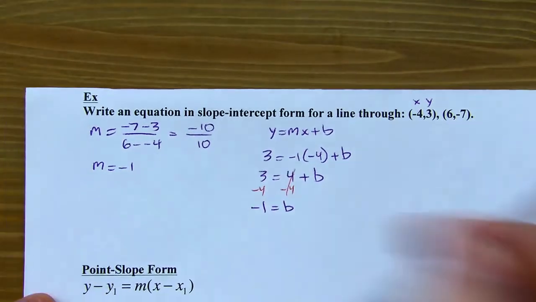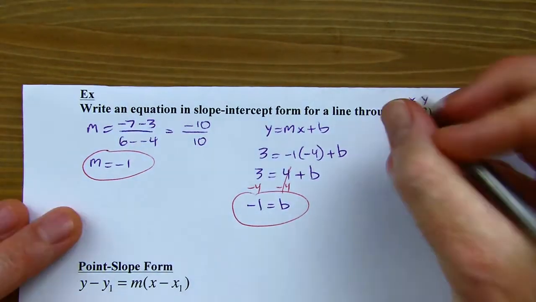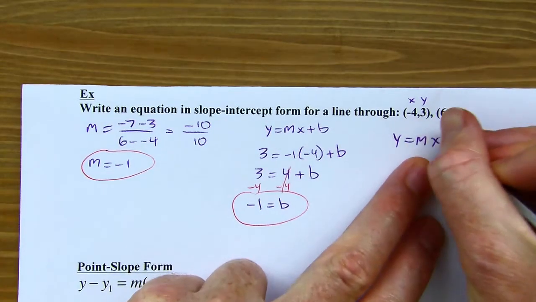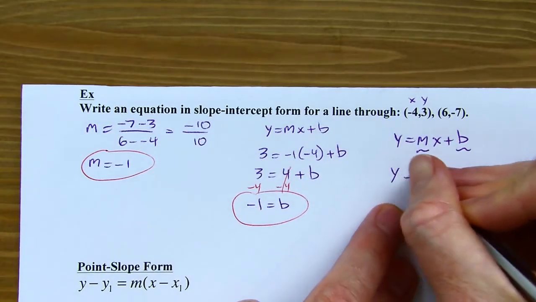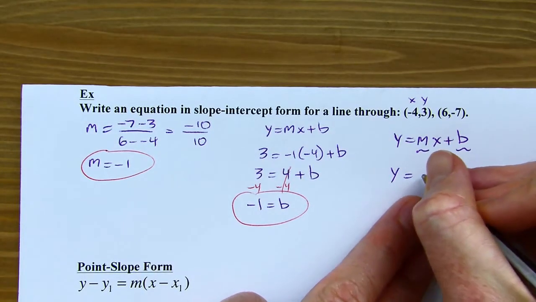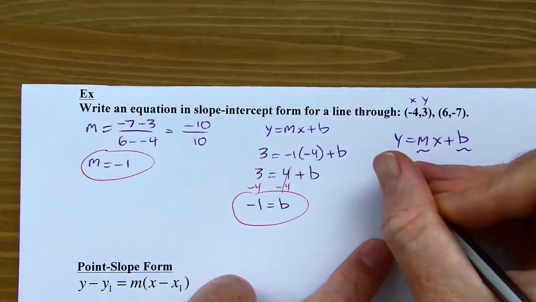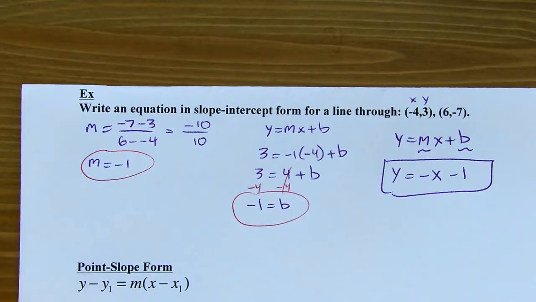Okay, and now I've got the two important pieces of information, and I can write my equation in slope-intercept form. So I'm just plugging in those two bits. Now you could write negative 1x, but negative 1x is just negative x, and then minus 1, and there we go. Got the whole thing on screen. All right, I did it.